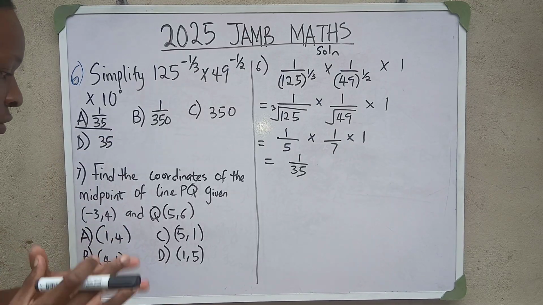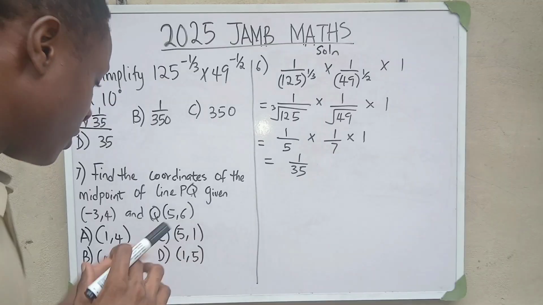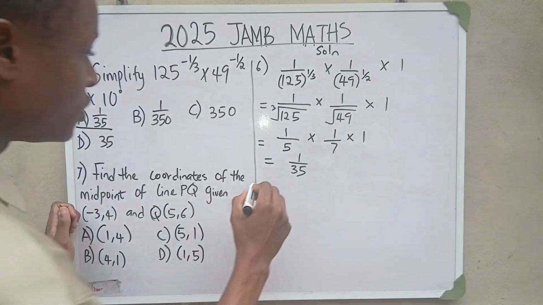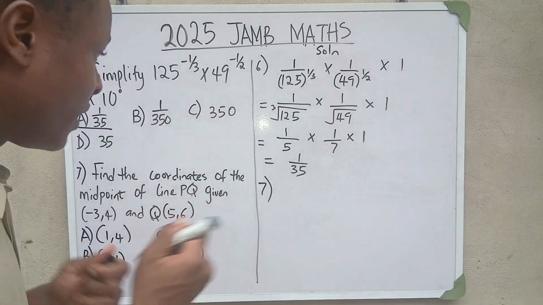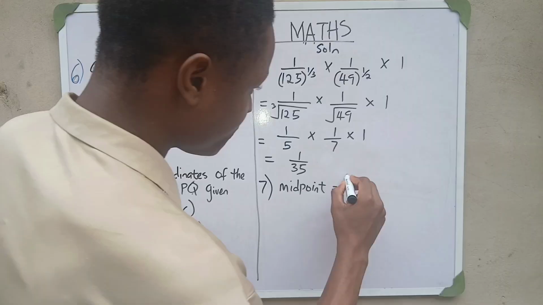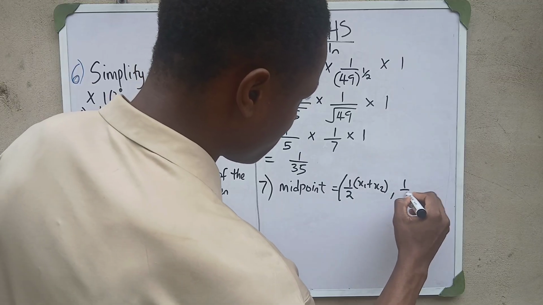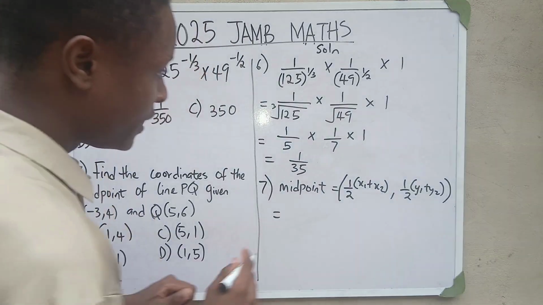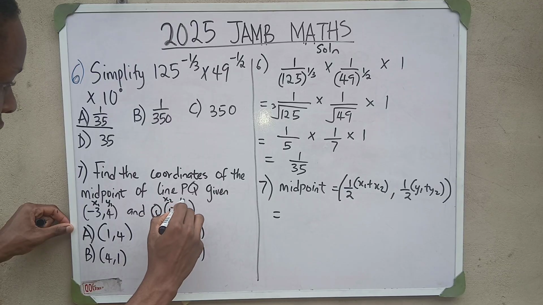So the seventh question says find the coordinates of the midpoint of line PQ given P is minus 3, 4 and Q is 5, 6. So number 7. Now when you are looking for the midpoint, the formula we are going to use is: midpoint is equal to 1 over 2 of x1 plus x2, and 1 over 2 of y1 plus y2. So here, this is x1, this is y1, this is x2, this is y2.